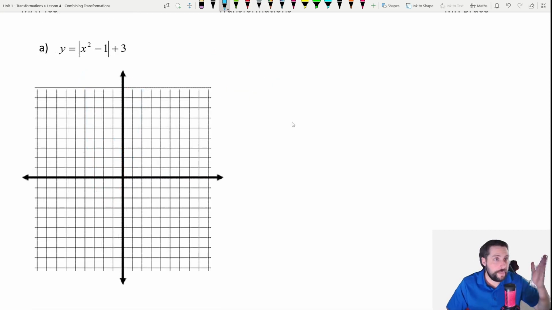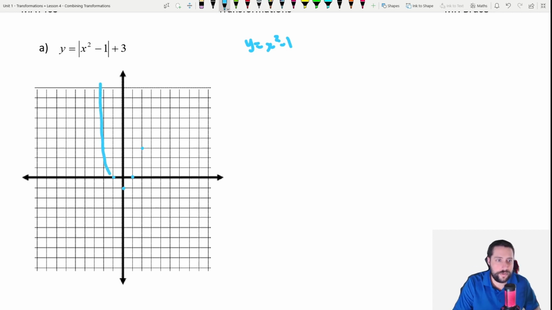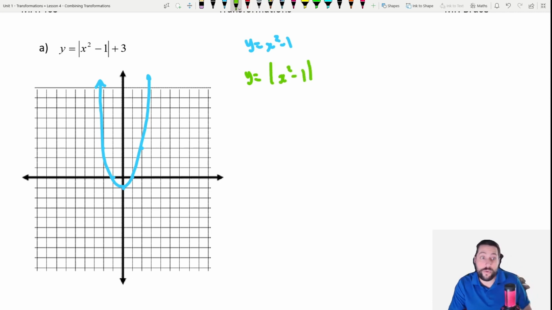Okay, so here we have the absolute value of x squared minus 1, plus 3. What we'll do is we'll do this in steps. Let's do y is equal to x squared minus 1. So x squared minus 1 looks like this. So here's your x squared minus 1. I graphed this one first. The next one, we're going to put the absolute value around it. That means anything below the x-axis will be reflected up. So your graph will follow the exact same pattern, except it's going to come up. So it kind of creates a little W.